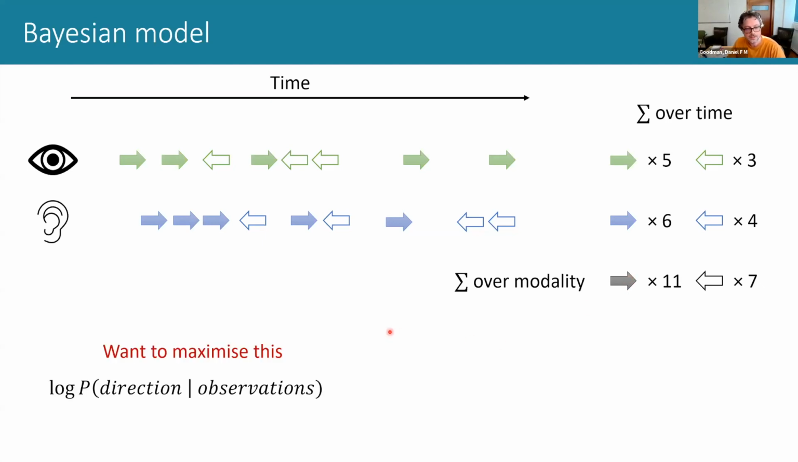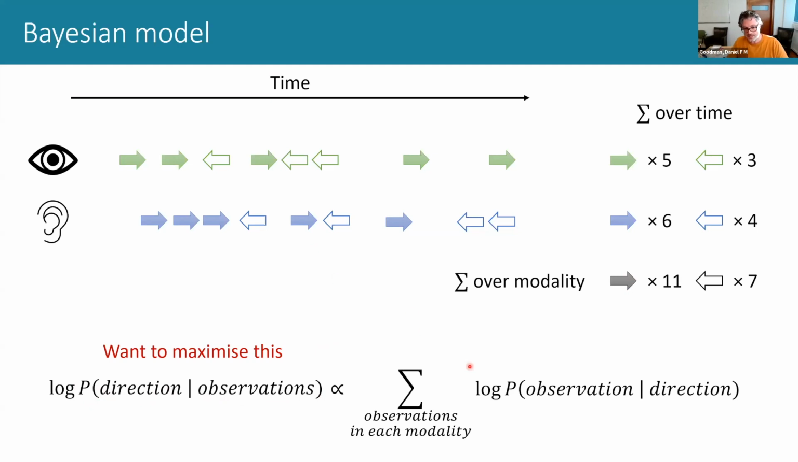Under a Bayesian maximum likelihood estimation framework, we want to choose the direction that maximizes the probability that the data is truly this direction, given the observations that we've made. These are the observations we've made. And using Bayes' formula, you can switch that round, and that's the same as summing over all of the individual observations of the probability of that observation given a particular direction.